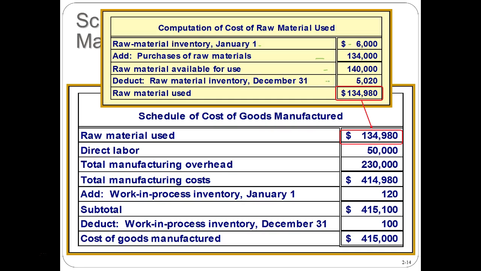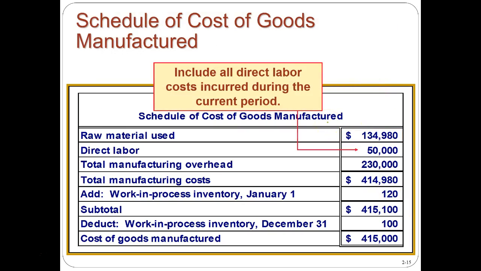So we're going to count the material at the end of the period and put a cost onto them and subtract those out. That then would be the materials that would be used here. So of course that's the number that is coming down here. And include all direct labor costs incurred during the current period. So direct labor is much more straightforward.